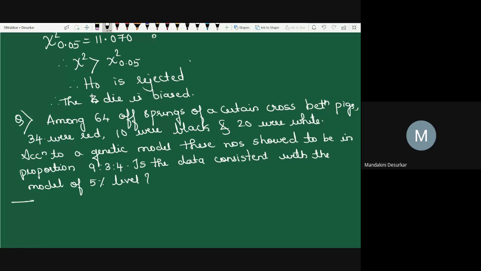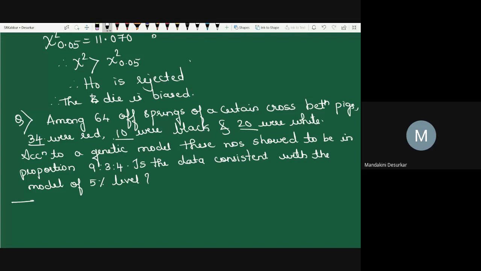Now, to start with, in total there are 64 pigs. That doesn't mean that the value of n is 64. Remember this: in chi-square as well as in t-test, we are not moving more than 30. Among 64 offspring, 34 were red, 10 were black, 20 were white. So these 34, 10, 20 are nothing but my observed frequencies.